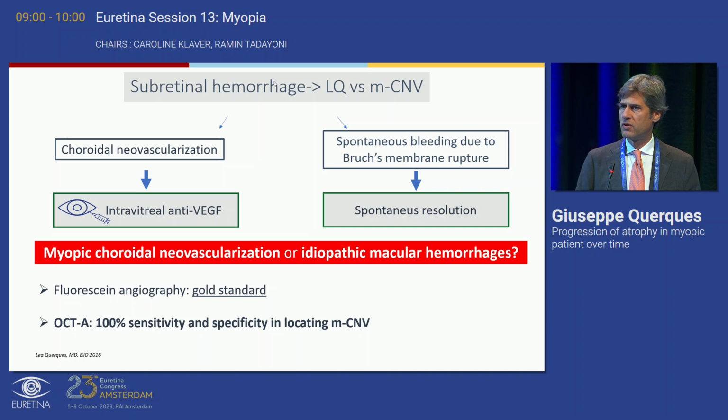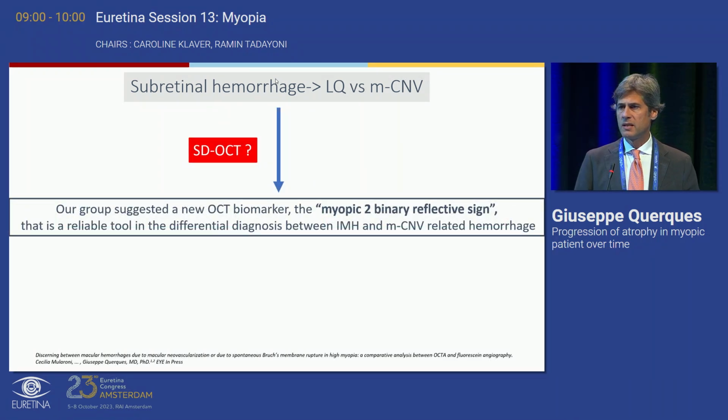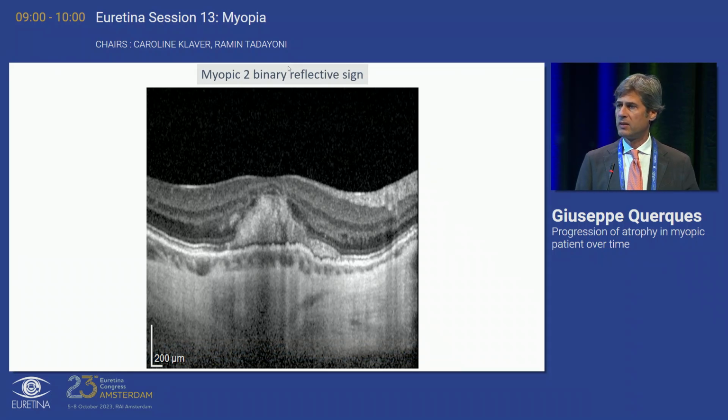The gold standard for making the differential diagnosis is FA, fluorescein angiography, but also OCT angiography. As we are doing less and less fluorescein angiography, and it's not always easy to make proper interpretation of OCT angiography, which is still not available in all offices and hospitals, we were looking for a biomarker with a simpler imaging modality, structural OCT, for distinguishing between simple bleeding and bleeding related to choroidal neovascularization.